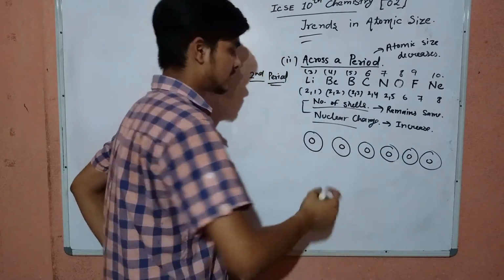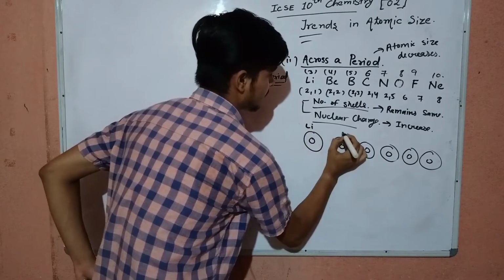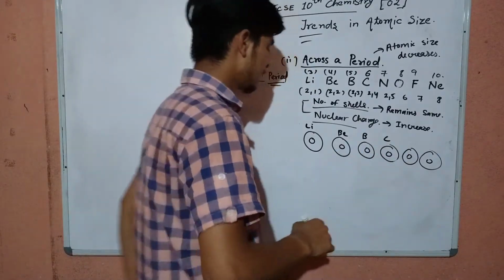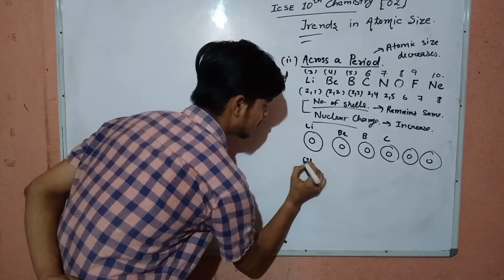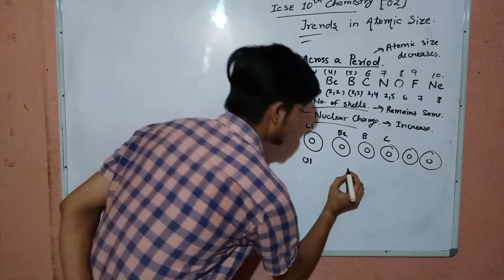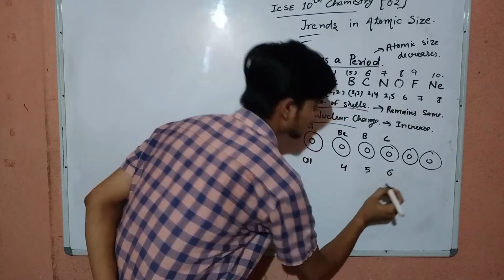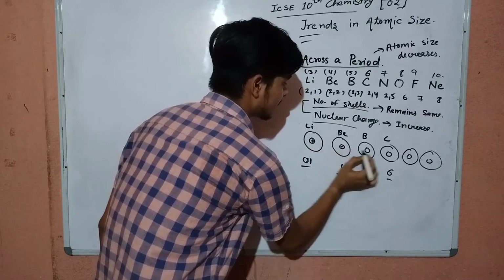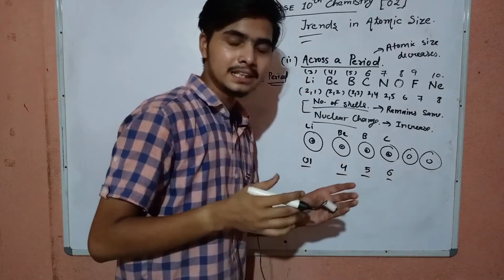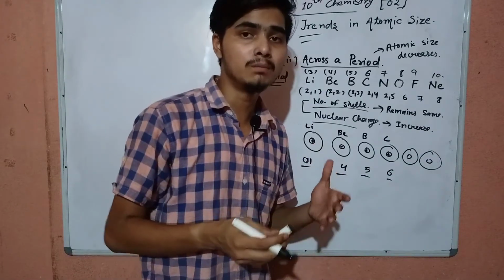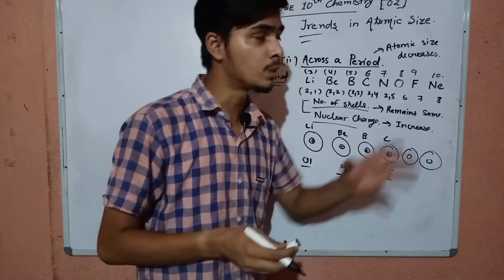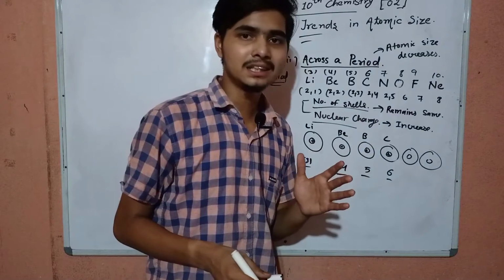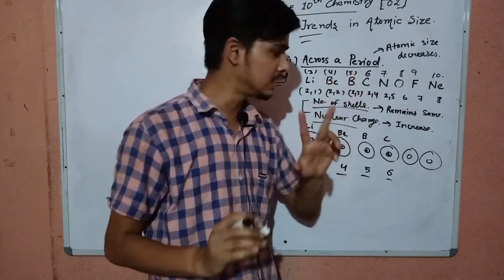Now why has it decreased? See, if it is a lithium atom, beryllium atom, boron and carbon, let me take these 4 shells only. Now lithium has 3 protons, beryllium has 4 protons, boron has 5 protons and carbon has 6 protons. See, protons are getting increased. So if protons are getting increased, then it will develop more power to attract the electrons. Okay, and you can see that the number of shells is not getting increased. There are only 2 shells.